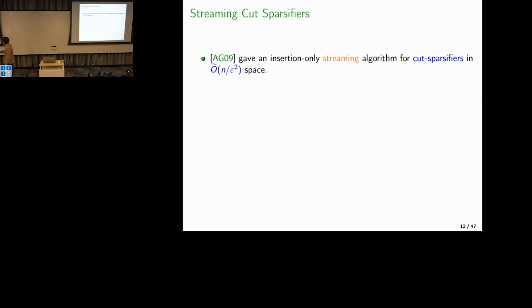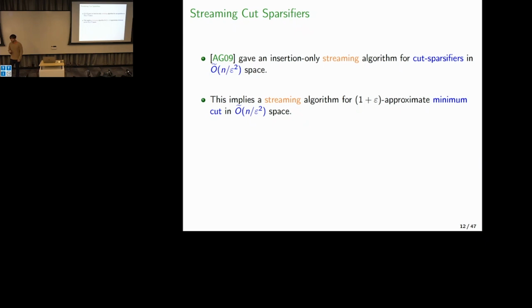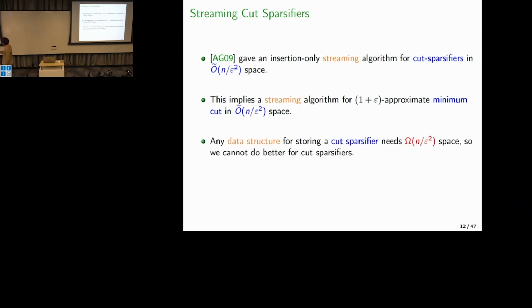And turns out yes. So Ahn and Guha gave an algorithm for cut sparsifiers in O tilde n over epsilon square space. So this answers your question. You can do this, and this solves min cut as well, right? You store the cut sparsifier in the stream. After the stream, just find the min cut on that graph. And we know that any data structure that stores a cut sparsifier needs n over epsilon square space. So we've really solved the cut sparsifier problem in streaming, right?